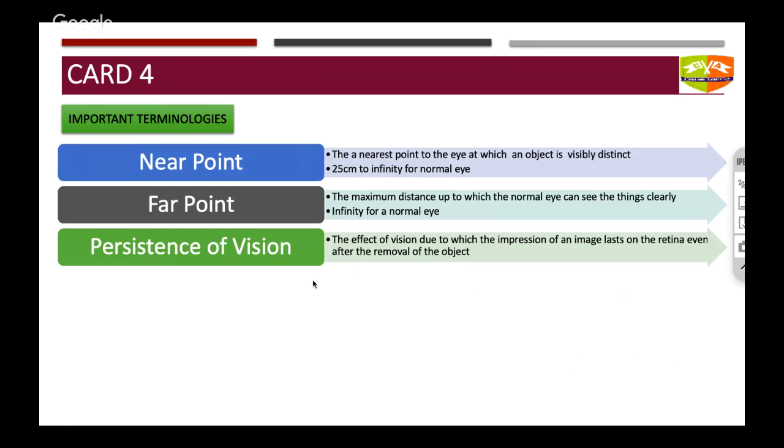Persistence of vision I explained as follows: if an image is formed by an object, and the light source is removed or the object is removed, the impression of the image does not vanish immediately. It goes away after a fraction of a second, which is generally 1/16 of a second. But I also told that even for normal eyes, this 1/16 of a second will keep on changing. This particular process, by which the image does not disappear immediately after removal of the light source or the object, is known as persistence of vision.